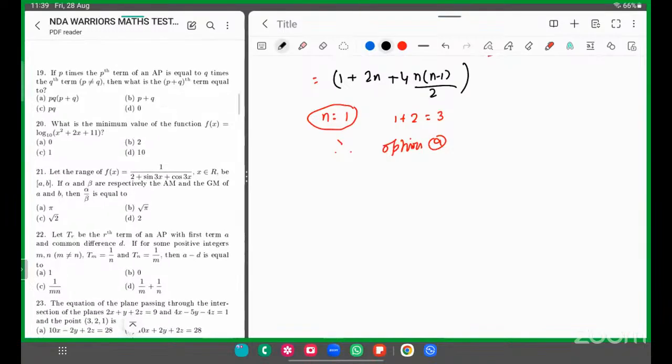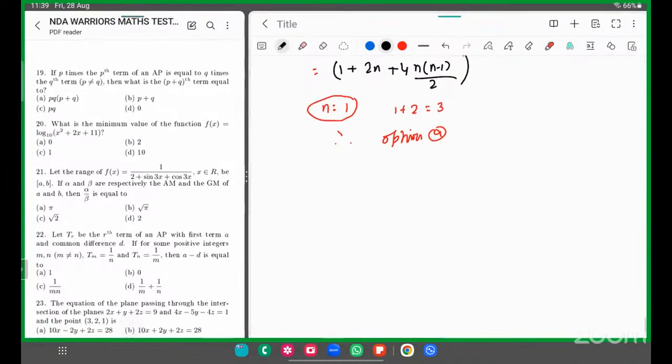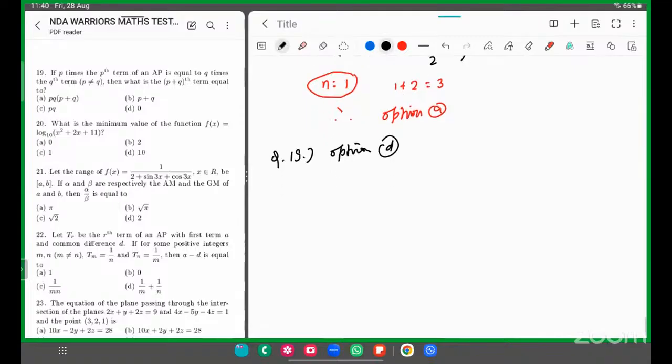If p times the p-th term of an AP equals q times the q-th term, then what is the (p plus q)-th term equal to? Okay. This is just a shortcut, students. No need of wasting time in this. Whenever there is a reciprocal relation between the term and the value of the AP, then the sum of both those values, that is the (p plus q)-th term, is always equal to 0. So it is option D. This is a shortcut. Remember it.